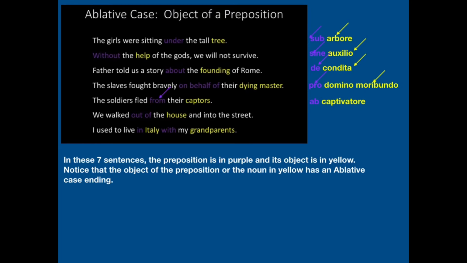From, in this sentence, is the preposition ab in Latin, which has an ablative inflection E on the noun captor. Out of is the Latin preposition ex. It must be followed by the noun house in the ablative case, which we see with the A on the end of casa. In the last sentence, we see the preposition in, followed by the ablative A ending on Italia, with, followed by the ablative E on grandparent.